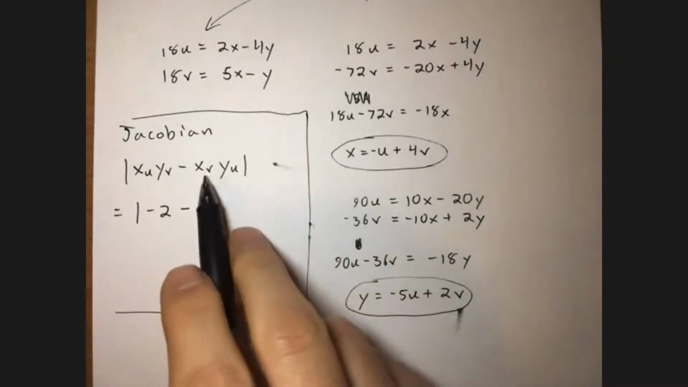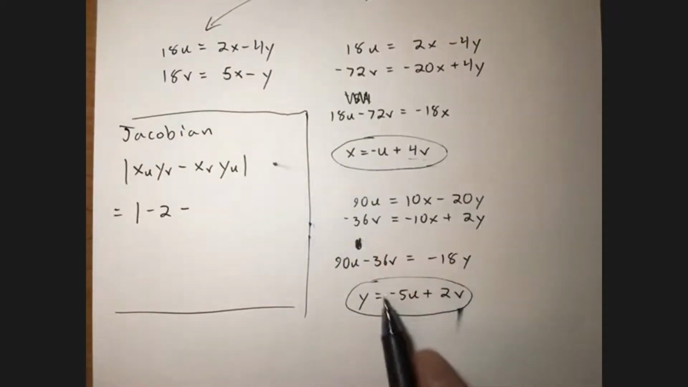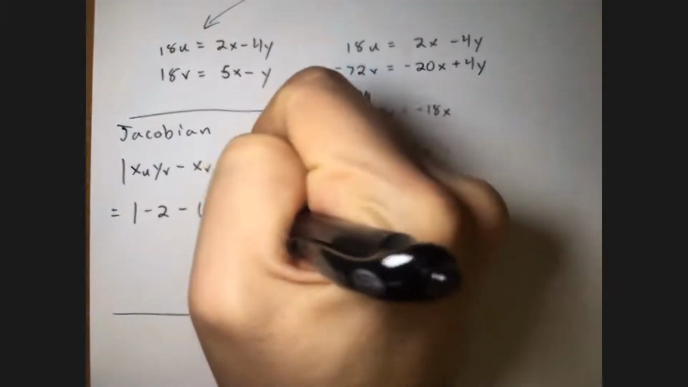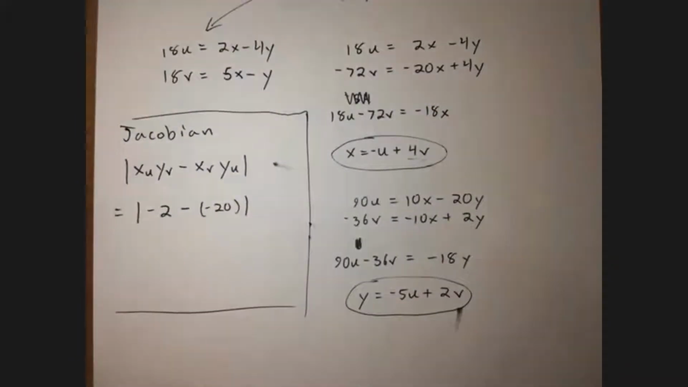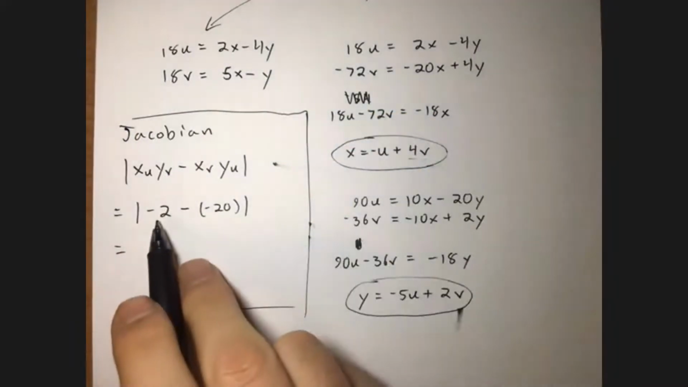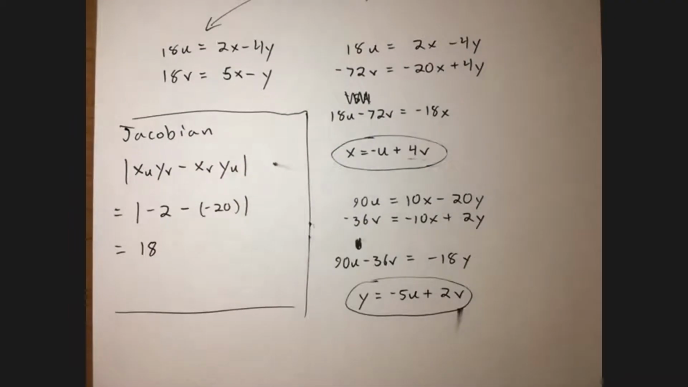And then xv is 4, yu is negative 5. So 4 times negative 5 is negative 20. So the Jacobian here is just the absolute value of 18, which is 18. So when you make the change of variables from xy to uv, you've got to multiply by the Jacobian.